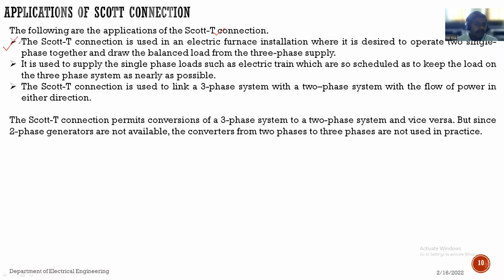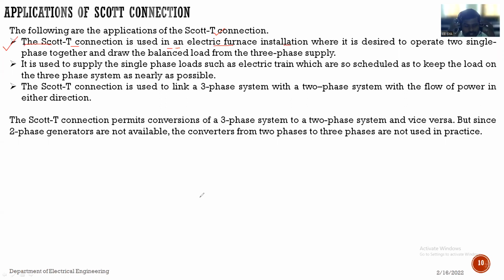Similarly, another application: the Scott connection or T connection is used in an electric furnace installation where it is desired to operate two single-phase furnaces together and draw a balanced load from the three-phase supply.